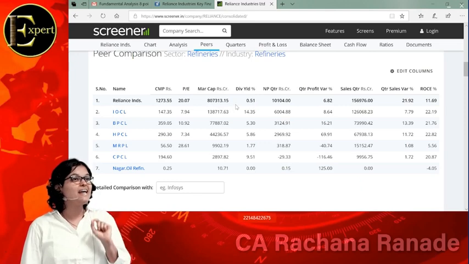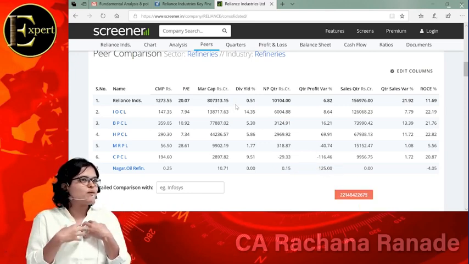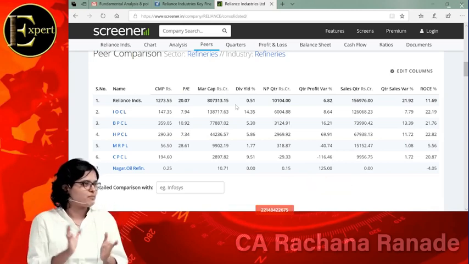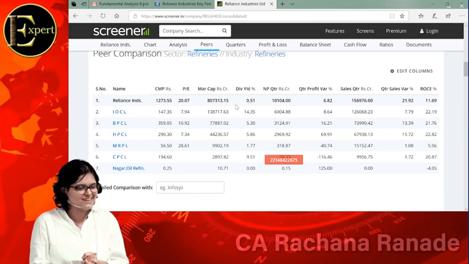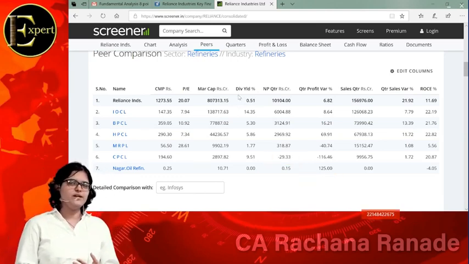How much money do I need to buy out the company today? Because how will I buy out the company? Number of shares multiplied by market price per share. That's the market capitalization. Is this okay? Yes. Then dividend yield. Dividend yield means what?